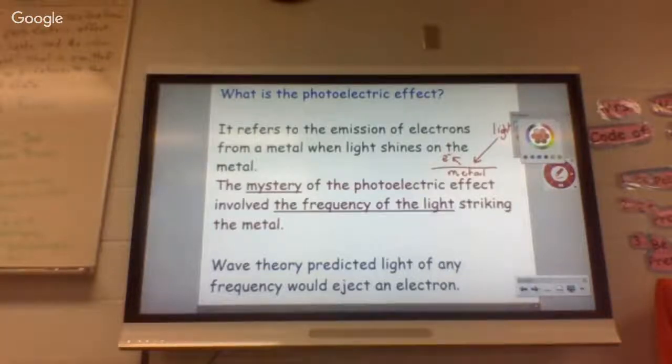So light hits metal, and electrons are ejected off of it. Is this something like a chemical reaction that we see every day? No, you have to do this. It doesn't happen on its own. Oh, so they have to do this intentionally. What's the point? I have no idea what the point was or why you would want to do this.